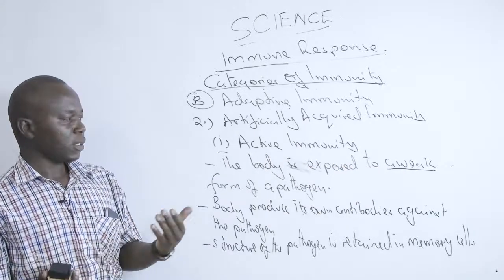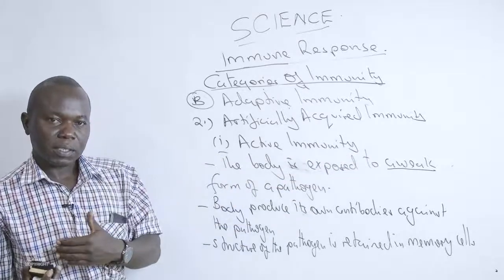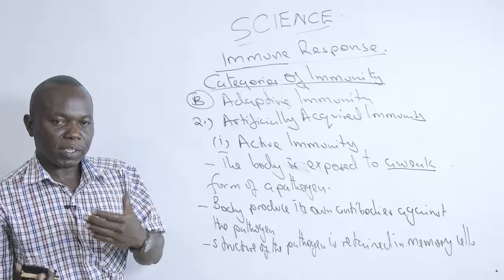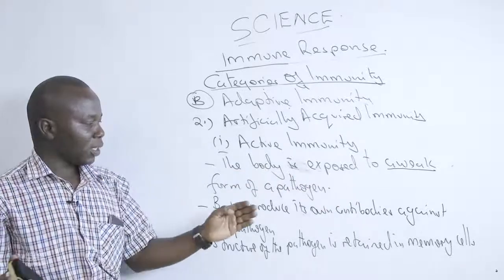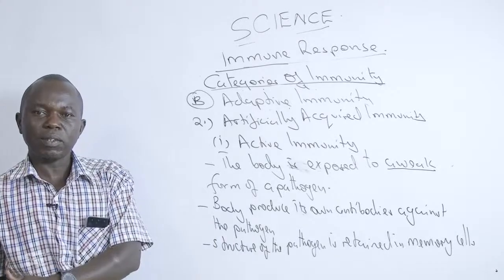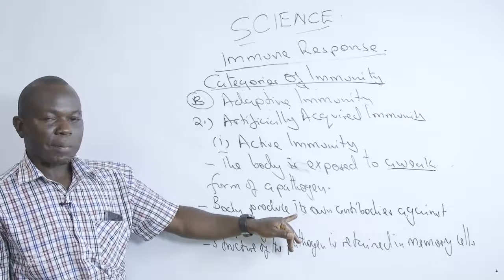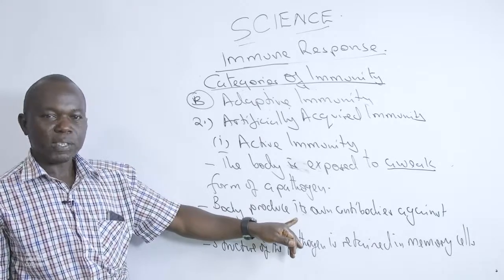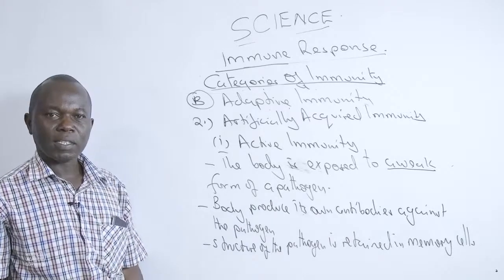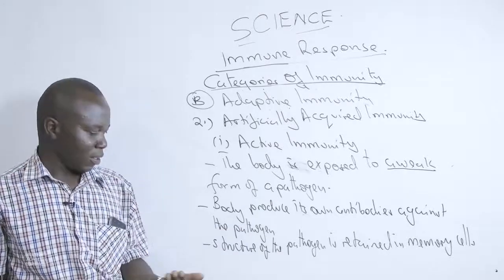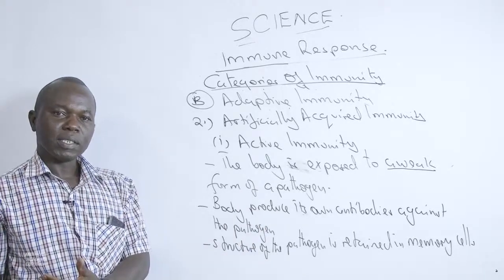If you are going to be vaccinated against malaria, you are going to be injected with a pathogen, Plasmodium, but that Plasmodium should not be so strong so that it causes disease until you die. No, it should be weak so that the body can practice on it, kick it out, produce some antibodies against it, and then clear it. That structure of the pathogen will be retained in the memory cells.